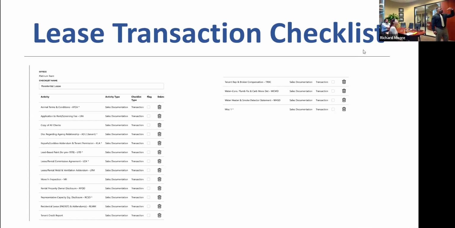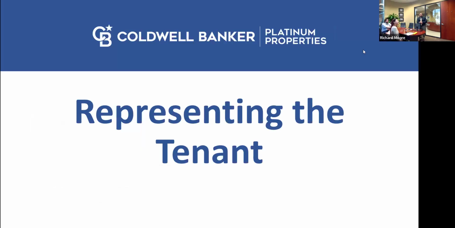Lease rental commission agreement. That form is typically used when the tenant side is submitting their application and asking the landlord to pay for their commission. On the tenant side, you submit that along with your application. But we'll talk about that on the tenant side. Right now, we're on the listing side, and I just wanted to show you guys what the checklist looks like. Any questions on this? All right, so let's move on.